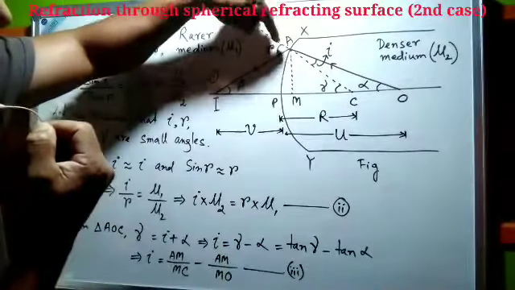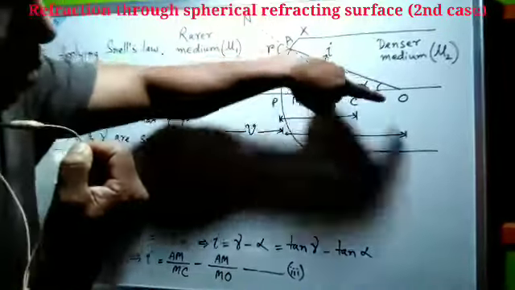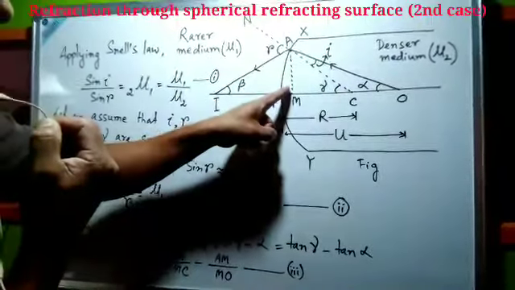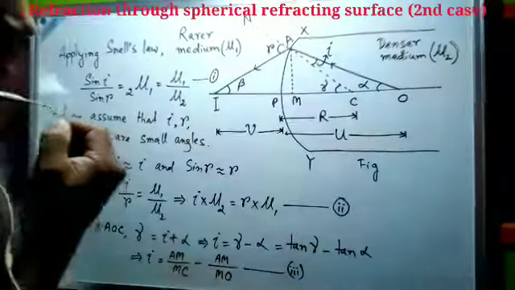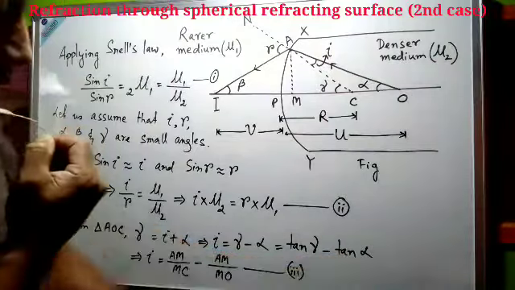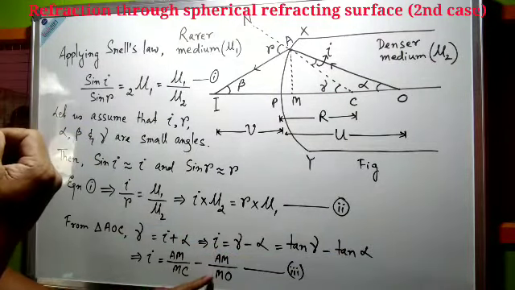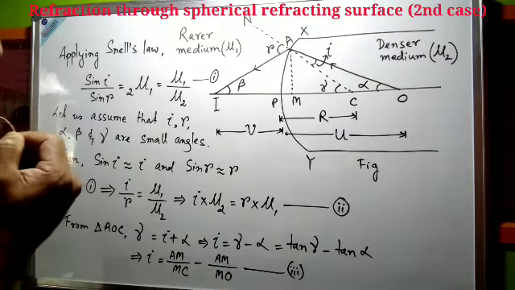Then we have to consider right triangle AMO. Then again AM represents perpendicular and MO represents base. So tan alpha is equal to perpendicular by base, that is AM by MO. So write in equation number 3.